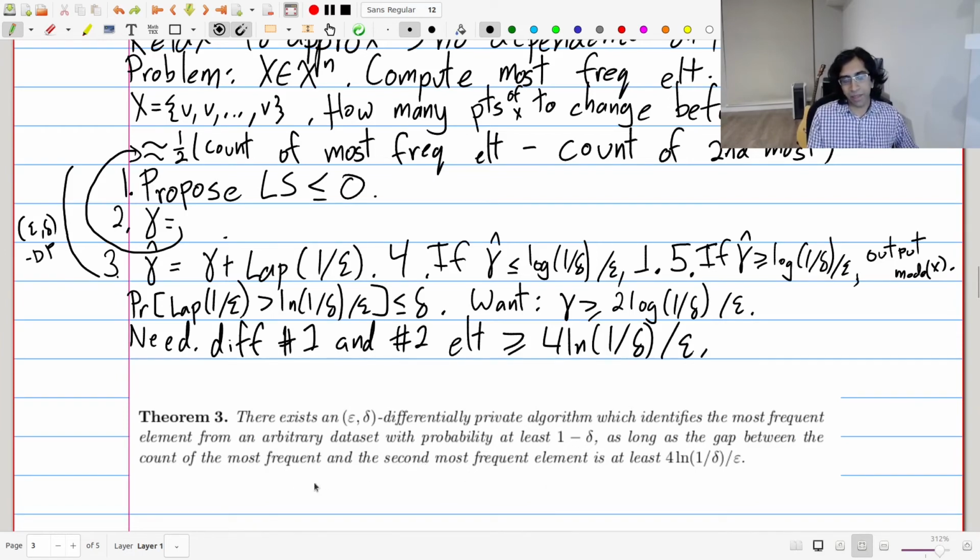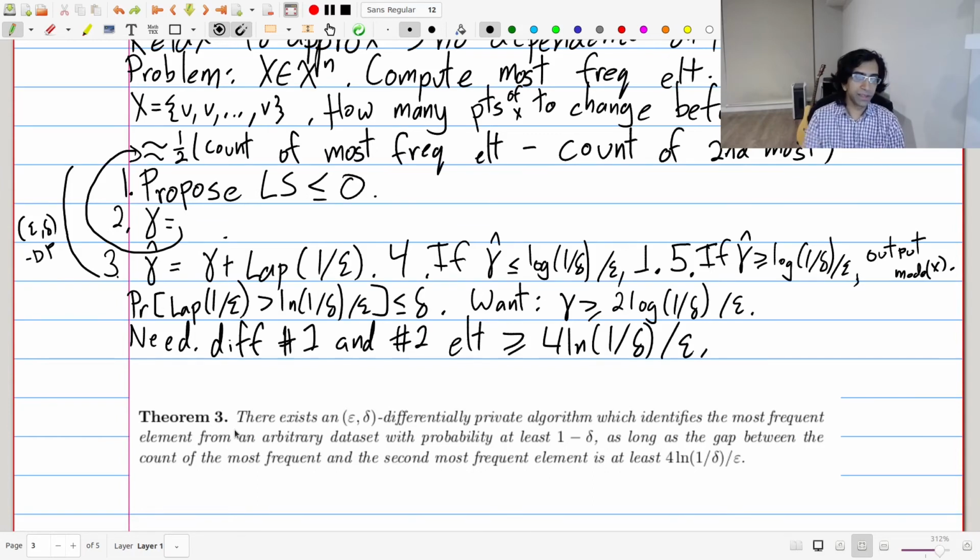And again, let me just point this out one more time because I think it's really amazing: you don't have any dependence on the domain size at all. In fact, you can see an arbitrary data set. It could be literally any type of numbers, real numbers, whatever. So that's very powerful. So this identifies the most frequent element. I'll claim, like I mentioned before, that you can do better.